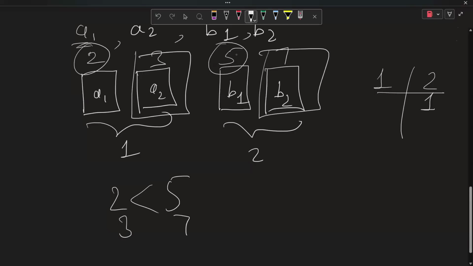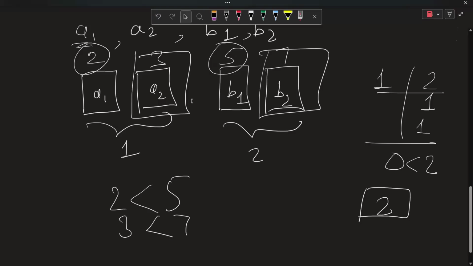So 3 and 7 would be compared. Again, player 2 wins here. So player 2 receives 1 more point. The total points finally was 2 for player 2, and 1 point for player 1. So player 2 has more points. So player 2 wins in this condition.